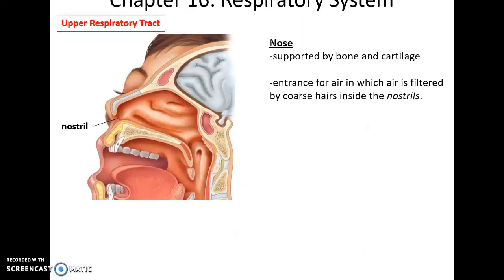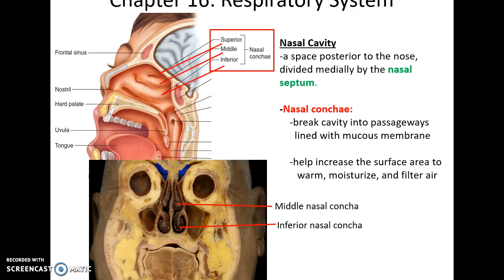The nose is supported by various bones and cartilage, provides an entrance for air to come into the body. The air is then filtered by coarse hairs found in the nostrils. The nasal cavity is separated by a nasal wall called the nasal septum. So you have two sides, right and left.